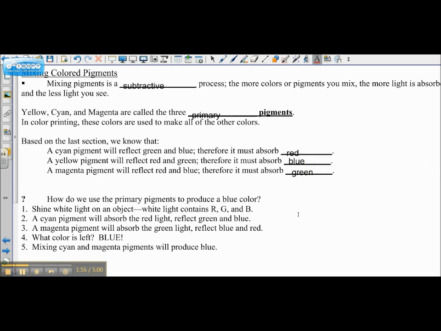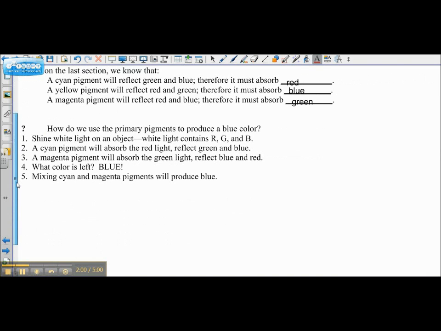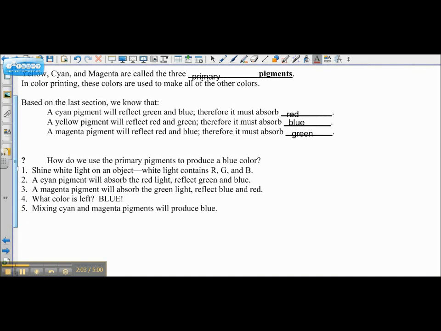So, how do we use primary pigments to produce a blue color? Well, we don't have blue paint. We form blue paint using yellow, cyan, and magenta. You shine white light. White light contains red, green, and blue. A cyan pigment will absorb red, and it reflects green and blue. A magenta pigment will absorb green and will reflect blue and red.